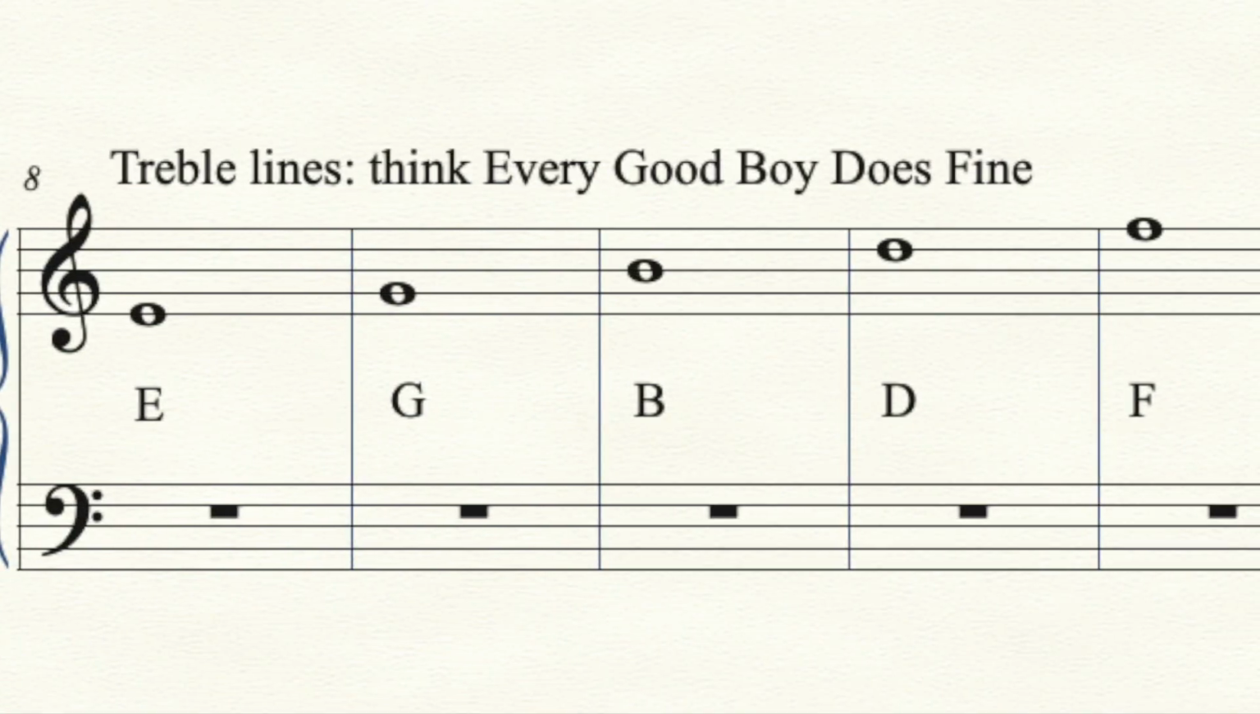Next, we are going to look at the lines for the treble clef. Again, we're still on the top stave, but now we are looking at the lines. So, the lines are E, G, B, D, F. Easy way to think about that is every good boy does fine, all right?